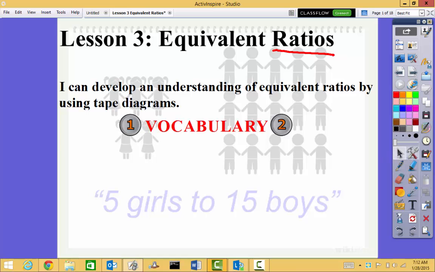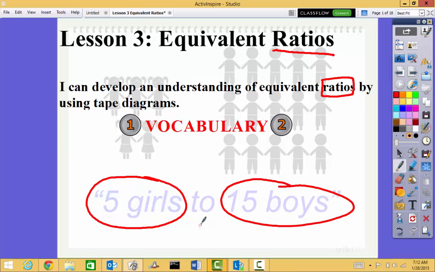So let's look at our I can statement. I can develop an understanding of equivalent ratios by using tape diagrams. Well, yesterday we found out what a ratio was. That's when we are comparing two things. So here would be an example of we're comparing 5 girls to 15 boys. Remember, we can write ratios with a little semicolon, with that word to, or we can write them as a fraction. So what's different about today's I can statement is this word, equivalent.